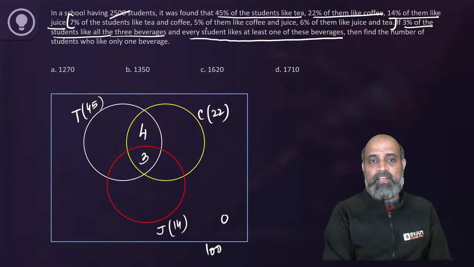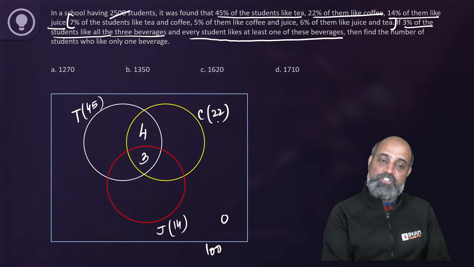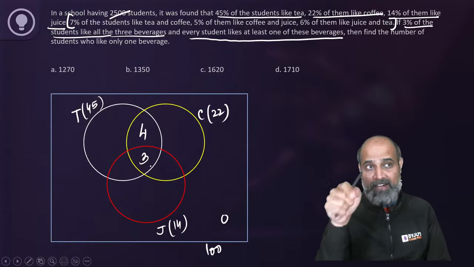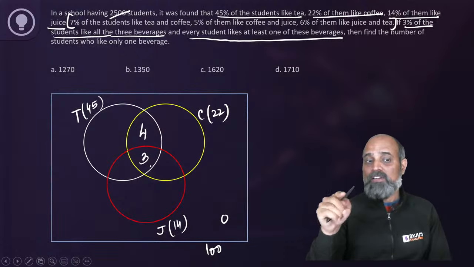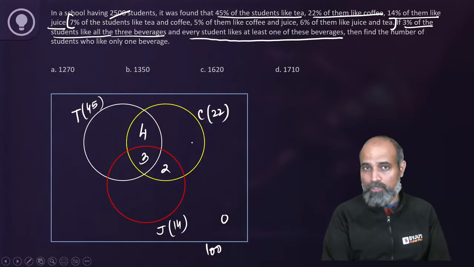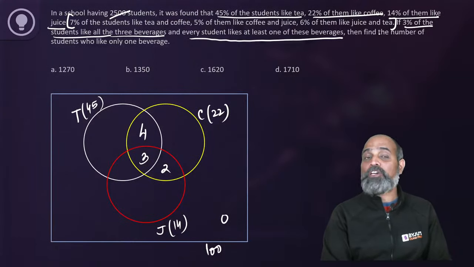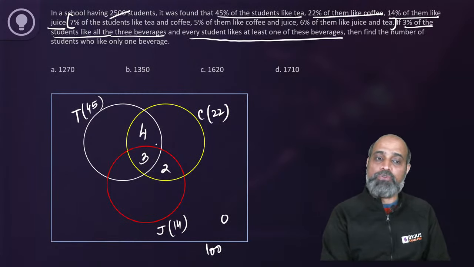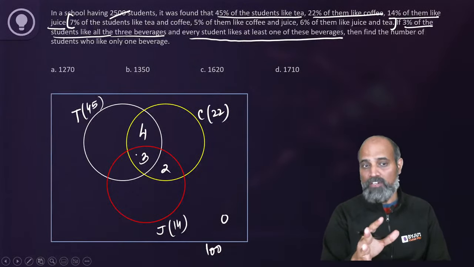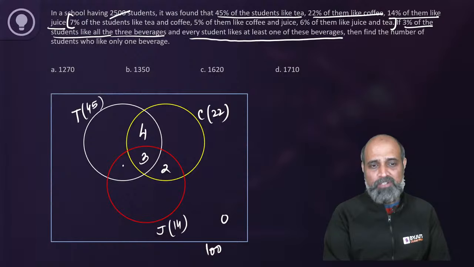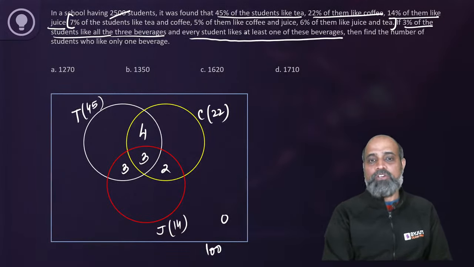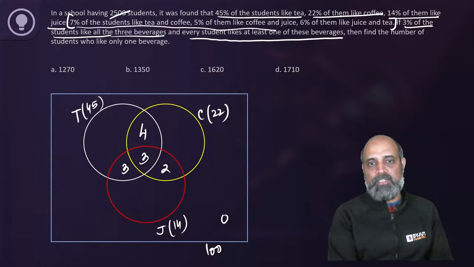Okay. 5 of them like coffee and juice. Similarly, for coffee and juice, the petal shape between the red and the yellow line, 3 is already there. We need 5 of them, so 2 more to go. 6 of them like juice and tea. So juice and tea means in the red and white petal region, 6 people should be visible. Out of which 3 is already present, so this will be 3. Right? So we are done with this part.